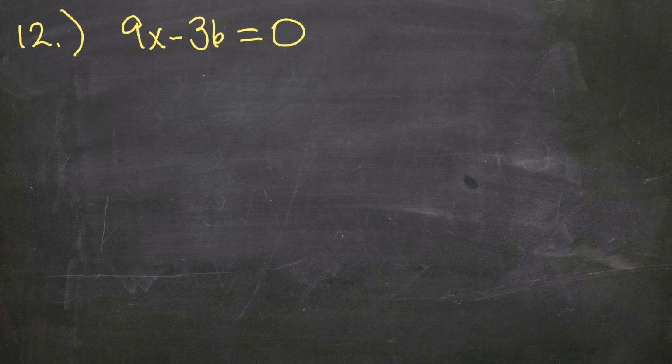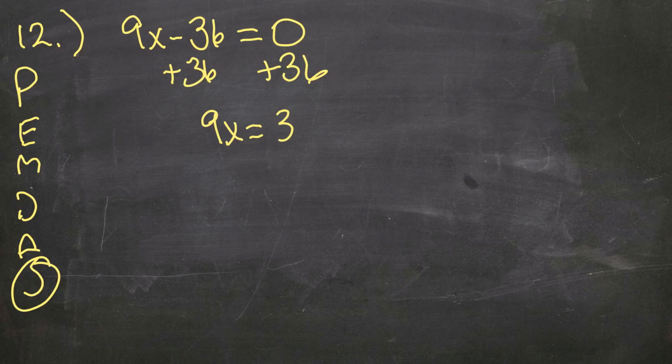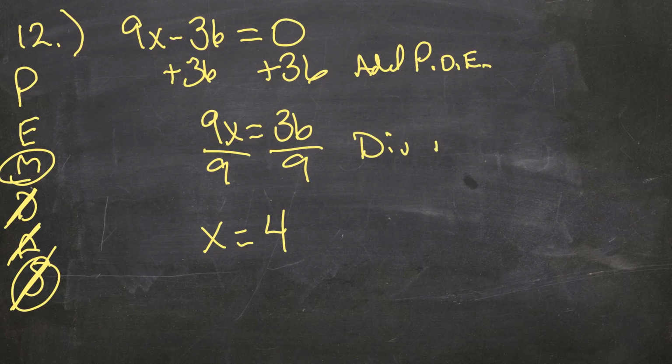Alright, 12. We have 9x minus 36 equals 0. Everything's exactly the same. We have PEMDAS. Look, I have subtraction. That's why I add 36 to both sides to start. I get 9x equals 36 because of our addition property of equality. No more subtraction. There is no addition. There's no division. Oh, I have multiplication. So I divide both sides by 9. I get x equals 4. Okay? Because of the division property of equality.